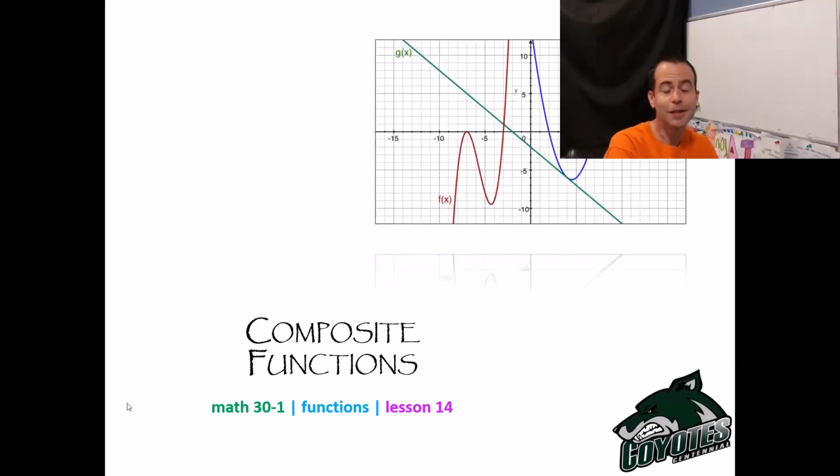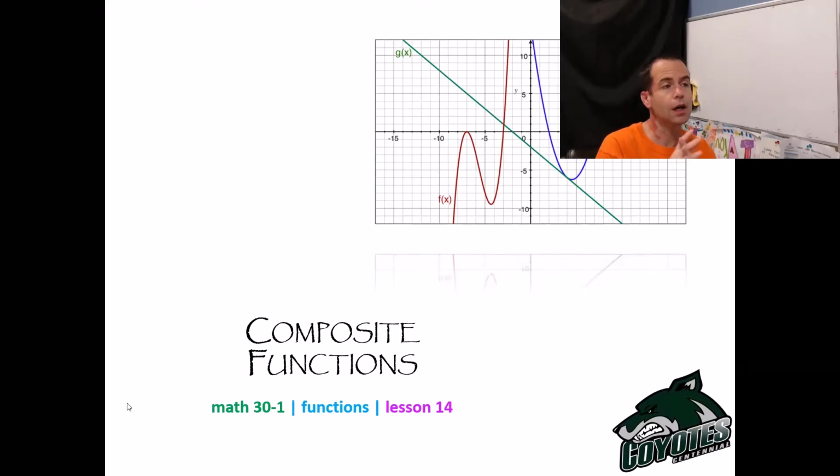Hey friends, so this is our last lesson of this huge unit on functions, and it's our last lesson on this last section on operations with functions, okay? So we're gonna deal with composite functions today. Just to backtrack, the last two lessons we've dealt with adding, subtracting, multiplying and dividing functions together, okay? This one is just a little bit different where we put one function inside another function.